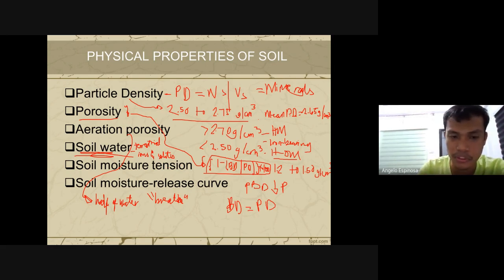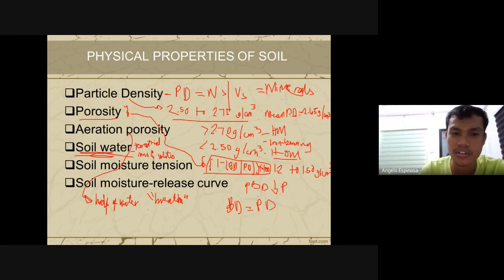What does that mean? It means that the farther away the moisture film is from the surface of the soil particle, the weaker the attraction between the soil and the moisture. The attraction of the soil and the moisture is weaker or lower because it is far, it is at the surface.